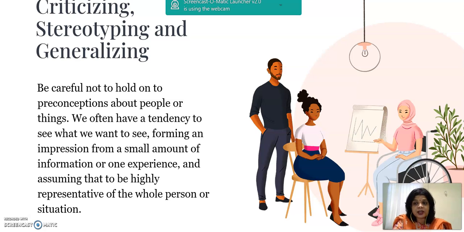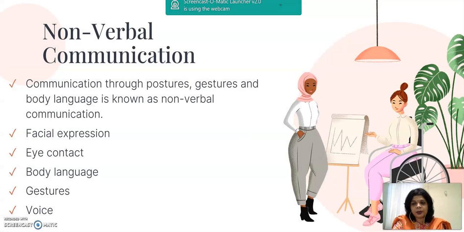These are the obstacles, the hindrances that stop communication from being effective. So we have to remember that we have to shed such generalizations or stereotyping. We have to approach a conversation with an open mind. That is very important. Next, moving on, non-verbal communication. Non-verbal communication has a very large ambit.